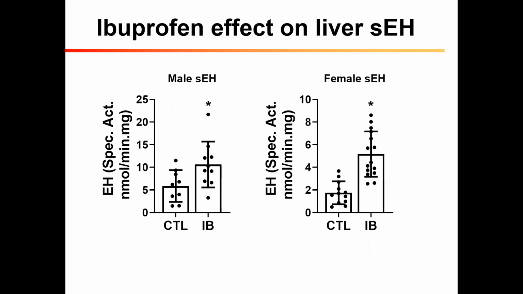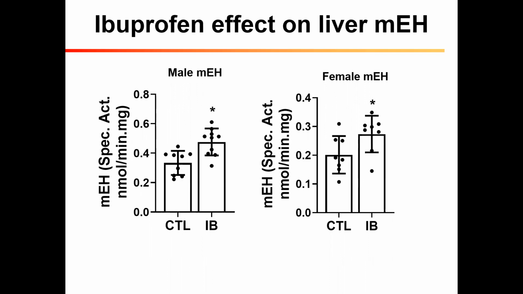When we look at activity, and this is done by Bruce Hammock's lab because it's a radioactive activity, and I don't do any radioactivity in my lab. I like my lab to be radioactive free. You can see here that ibuprofen increases soluble epoxide hydroxylase in both male and females, and it increases mitochondrial epoxide hydroxylase in both males and females. So why this is important?